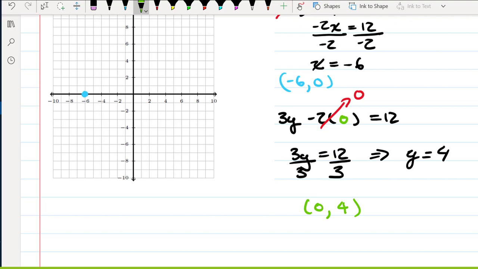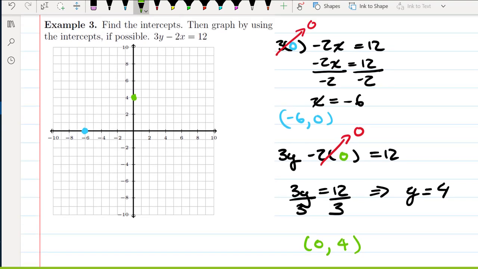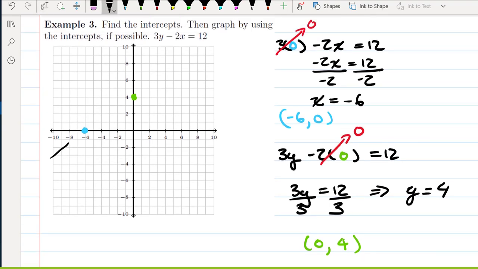So then we go to 0 and up 4, and now we have our 2 points, and we play connect the dots. And that would be the graph of that line using our intercepts. So just as a recap, to graph something using the intercept method, specifically a line, we set x equal to 0 and solve for y to get 1 point, and then we set y equal to 0 and solve for x to get the other point, and that gives us both the x and the y intercepts.